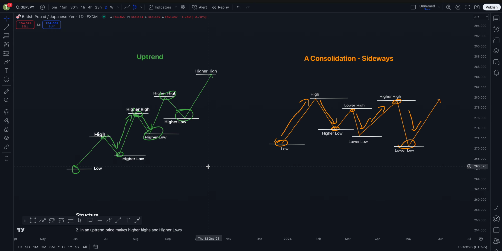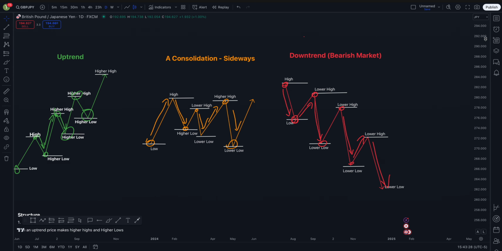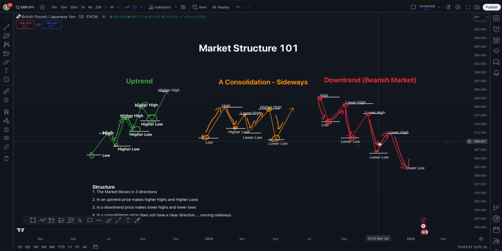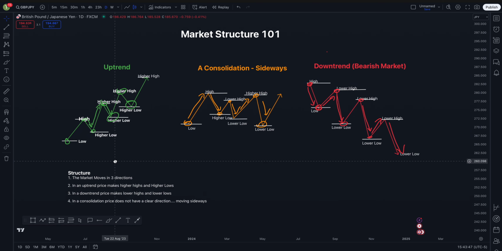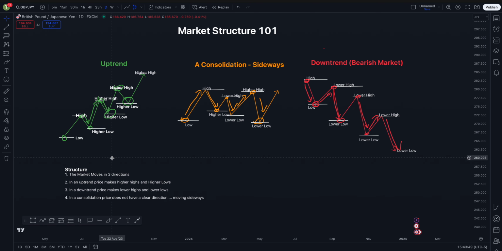Right. So what we have learned so far when it comes to market structure is that the market moves in three main directions. You have uptrend, consolidation, and downtrend. And you want to be able to understand where the market is heading. What trend are we in? If we are in an uptrend, we're looking for buys. If we're in a downtrend, we're looking for sells. If we're consolidating, we stay out.